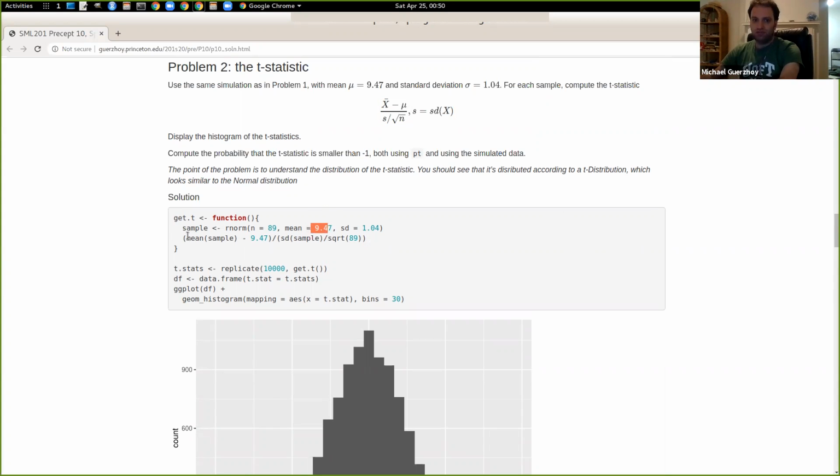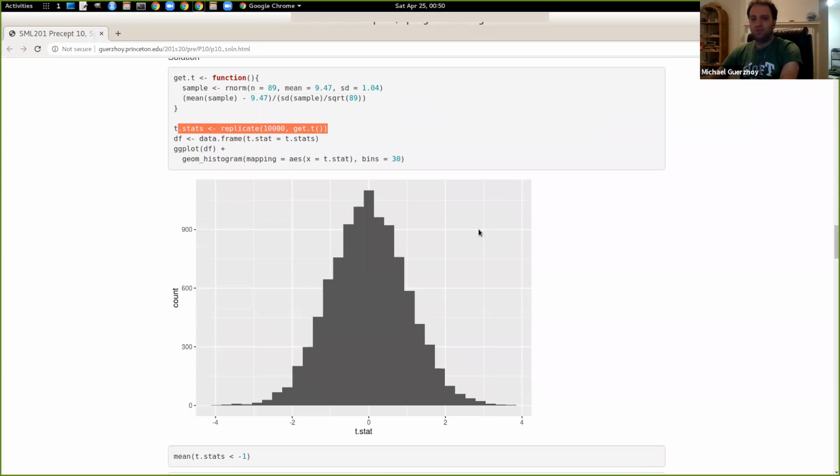So here we again generate this. We compute a mean sample, but instead of just returning the mean of the sample, we do the mean of the sample minus mu, divided by s divided by the square root of 89. So now we get 1,000 of those, and the histogram looks like this. It looks kind of like a normal distribution, only slightly wider. Most of the observations for the t-statistic are going to be between -2 and 2. That is the point of computing the t-statistic.